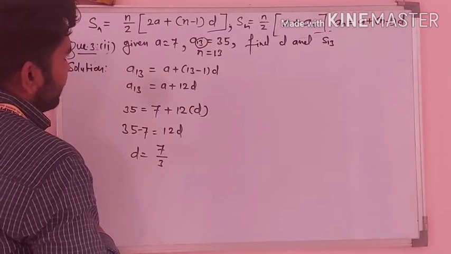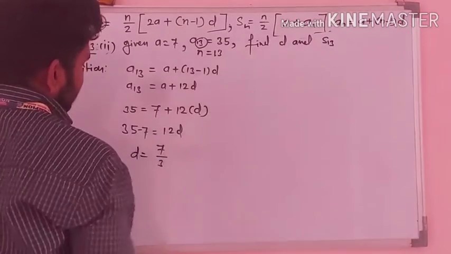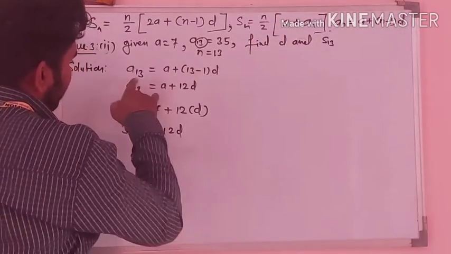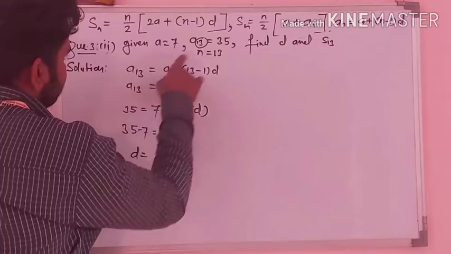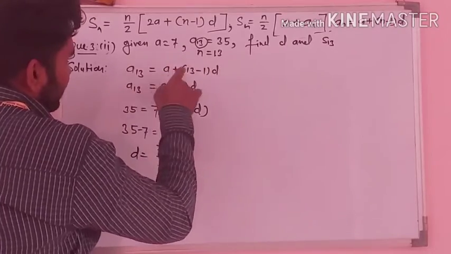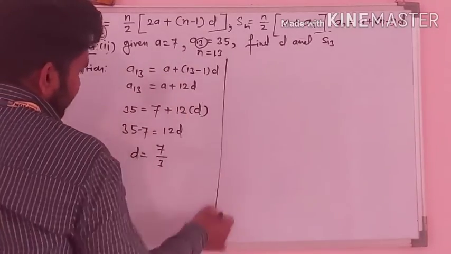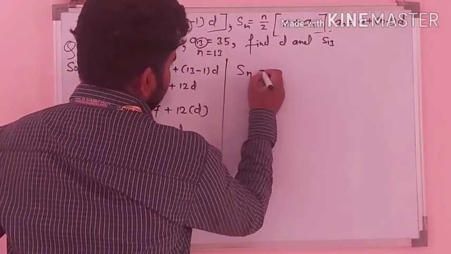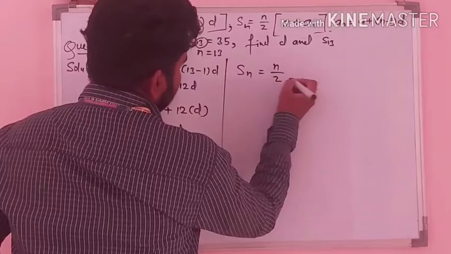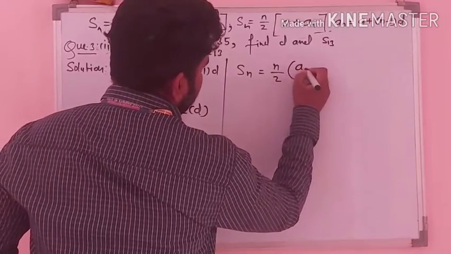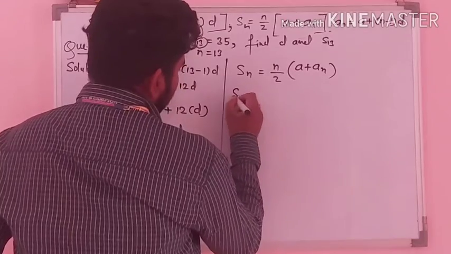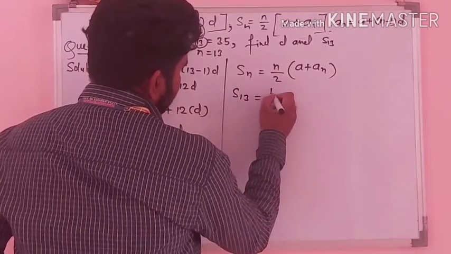So we can find S13. So we will directly put the value in this, because we know an is a13. So put here Sn is n by 2 times a plus an. Okay, so here Sn, that means it is S13, 13 by 2.